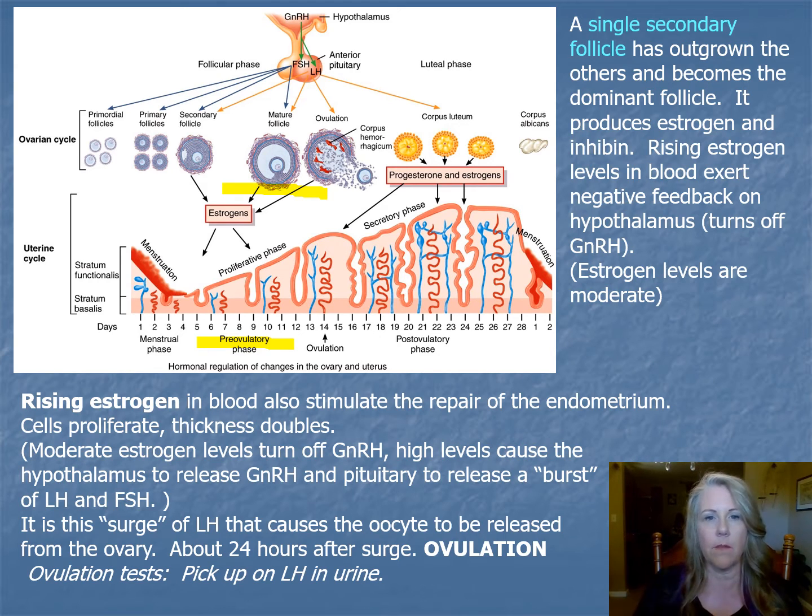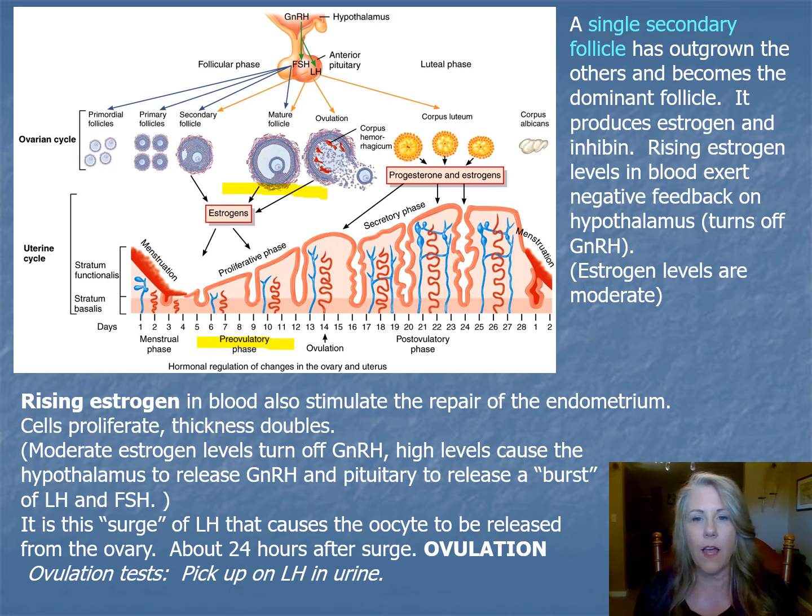And also in our hypothalamus. A single secondary follicle has outgrown the others. All of the follicles were stimulated to progress, and one single secondary follicle has outgrown the others and become the dominant follicle. That follicle produces estrogen and inhibin, two hormones. Now let's address the estrogen. If it's producing additional estrogen, if we look in the blood, we'll have a rising level of estrogen. As this follicle gets bigger, the more estrogen that it produces. We have a rising level of estrogen in the blood.